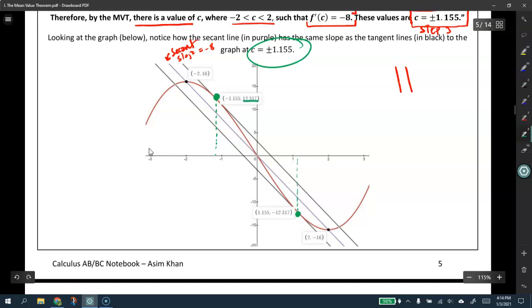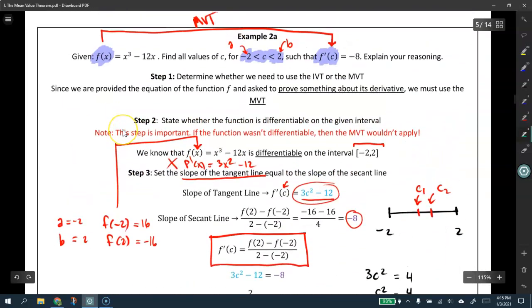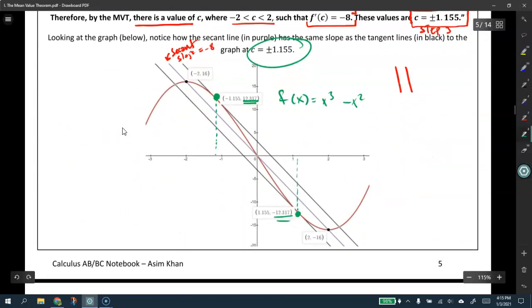Now, for some reason, if you need the y value, that's totally okay. You can plug these back into the function, all right? So the function, whatever it may be, if it was x cubed minus 12x, right? I don't want to mistake that. X cubed minus 12x, you can plug in positive 1.155, and then it'll tell you what that matching y value is, okay?